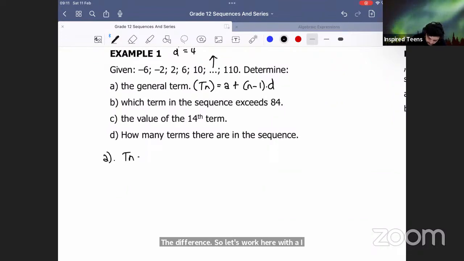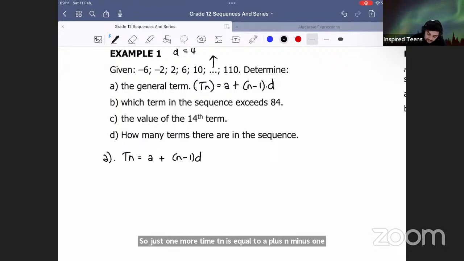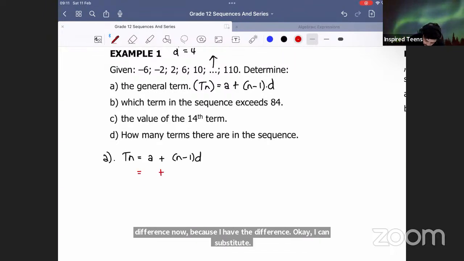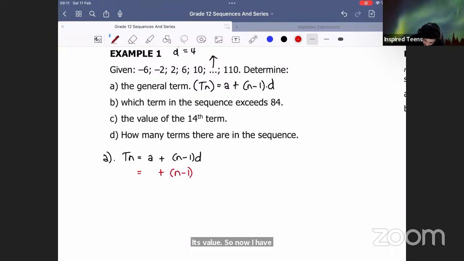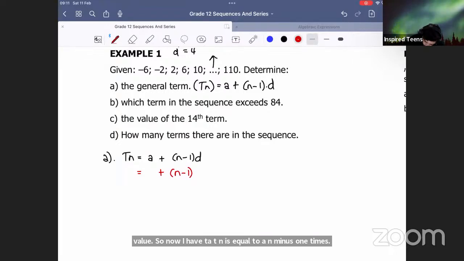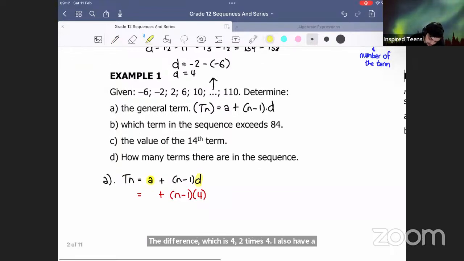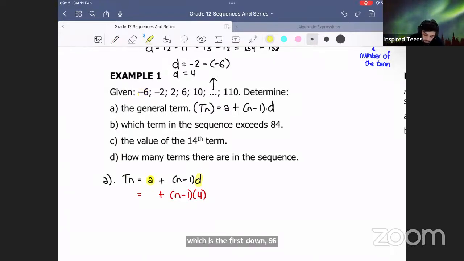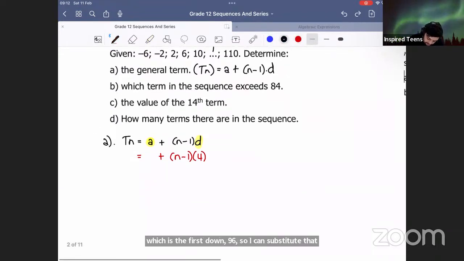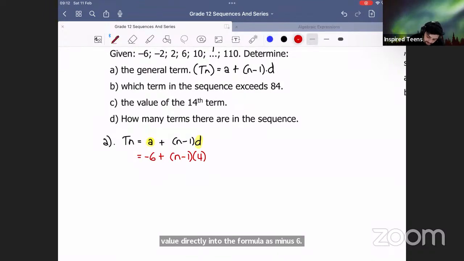So just one more time, Tn is equal to a plus n minus 1 times the difference. Now, because I have the difference, I can substitute its value. So now I have Tn is equal to a plus (n minus 1) times the difference, which is 4, so times 4. I also have a, which is the first term, minus 6. So I can substitute that value directly into the formula as minus 6. And now I can simplify.